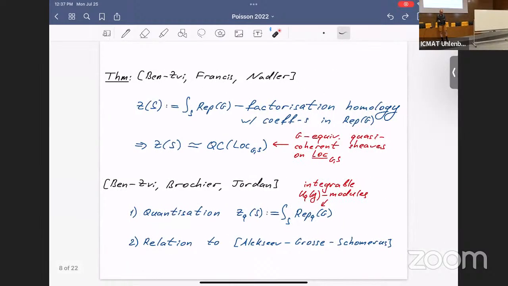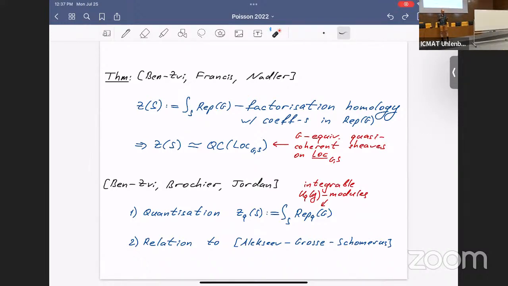Right. Now, again, I haven't defined factorization homology, but I'd like to make some statements about it, and then I'll explain what it is. So there was this work of Ben-Zvi, Francis, and Nadler, which explained the following. So let's say that, now I'm talking about some classical picture, S is a surface as it used to be, and Z of S is this factorization homology, which I will also denote as an integral over S of some category. And this category will be called factorization homology with coefficients in this category, in rep G, right?